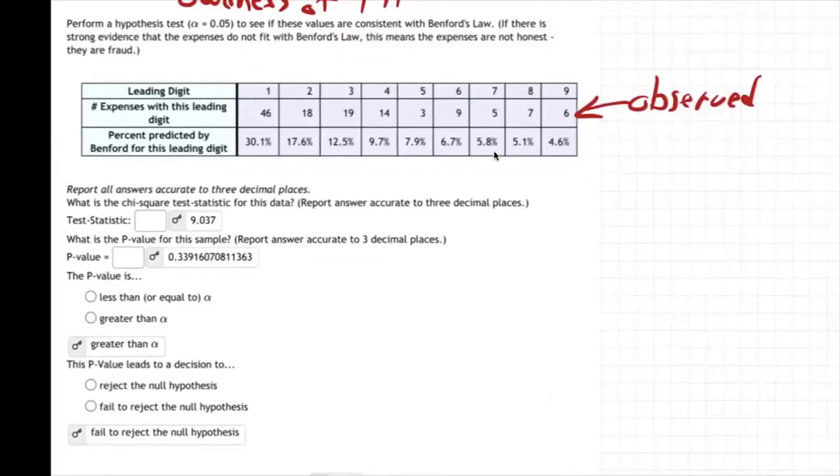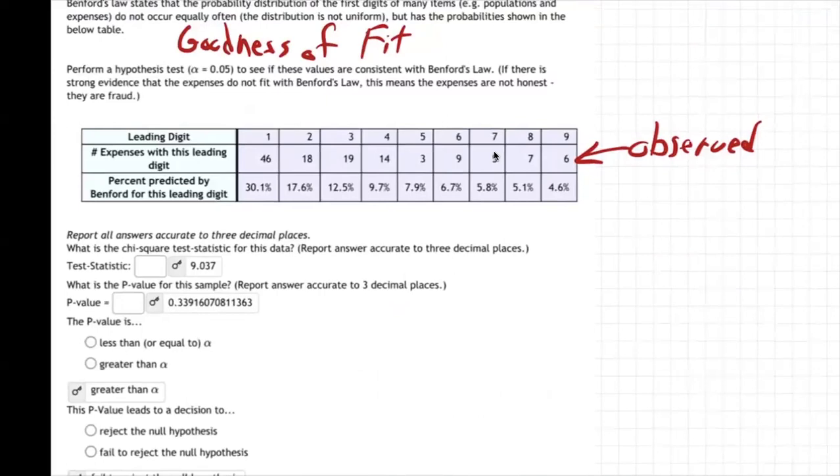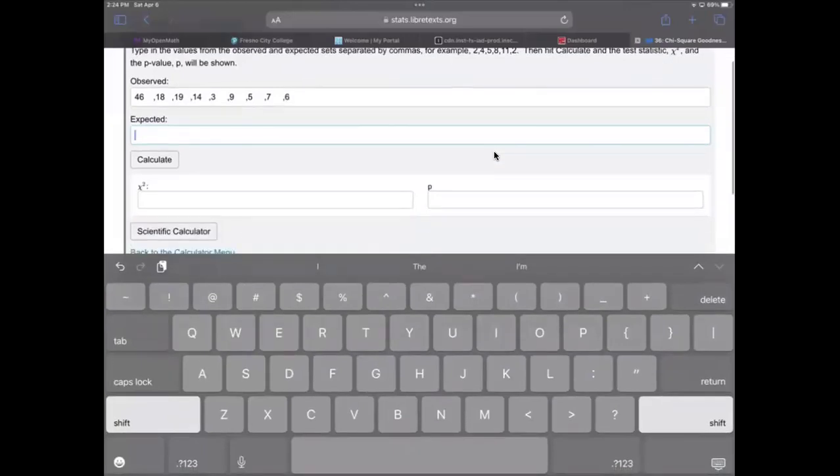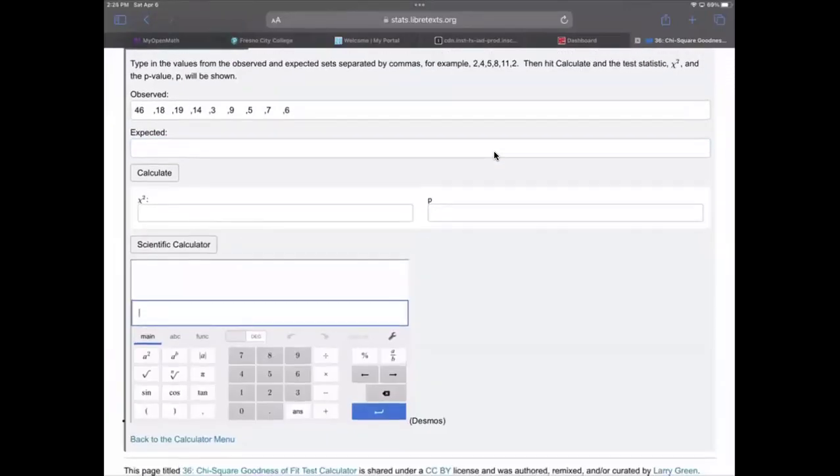So first off, I need the total. Total equals. So you're going to have to add all those up. First off, we're going to have to add all those numbers. So you can just do that in your calculator. Here, I'll go do it. I'll show you. I'll go to the scientific calculator down here, but you can do it on whatever calculator you want. I'm going to add those numbers up. 46 plus. You can just go back and forth and look at the numbers. I just wrote them down.